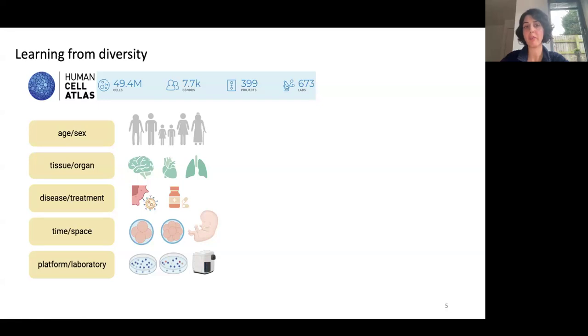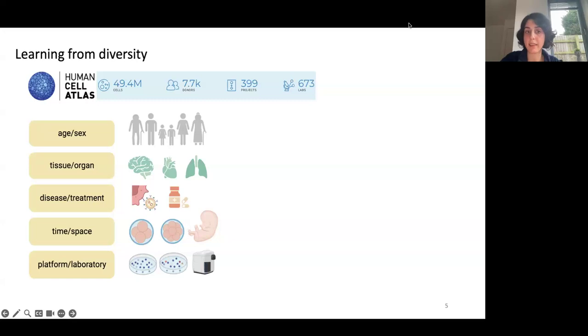But nowadays we have access to a large amount of single cells, thanks to some large consortiums such as the Human Cell Atlas that provide us with a lot of public data sets. These statistics are from a year ago, so this might have changed. But in the past, we had access to 50 million cells coming from 7.7 thousand donors, and they have been sequenced across different labs across the globe.